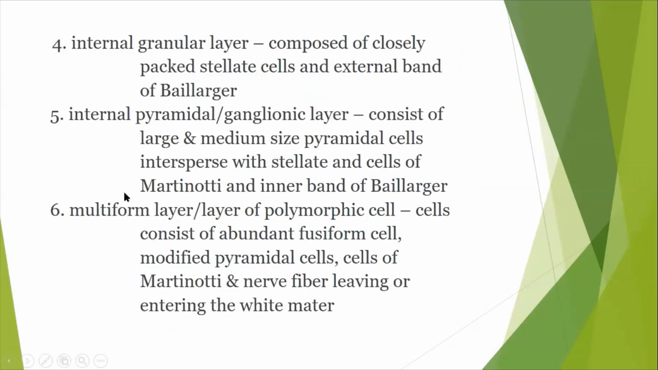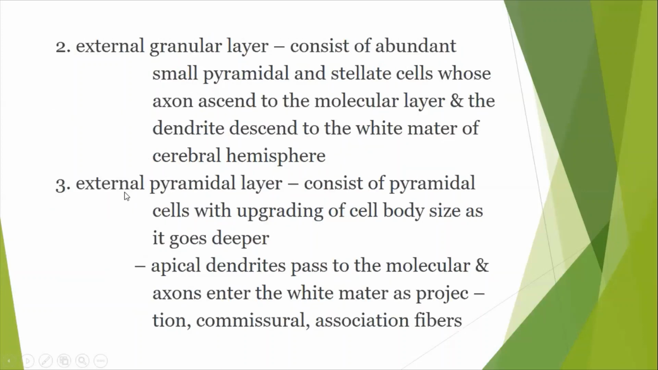Then the external pyramidal layer. This will consist of pyramidal cells with increasing cell body sizes as it goes deeper. So the external pyramidal layer will have many pyramidal cells, and as the cell goes down or becomes deeper, it becomes bigger. So probably we can see the best cells here.